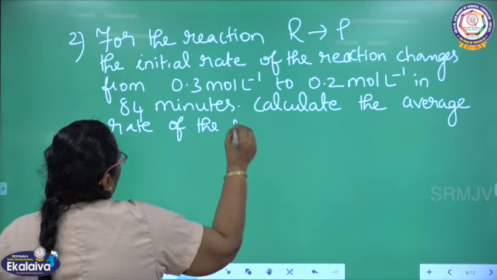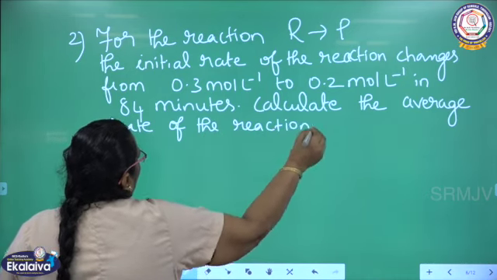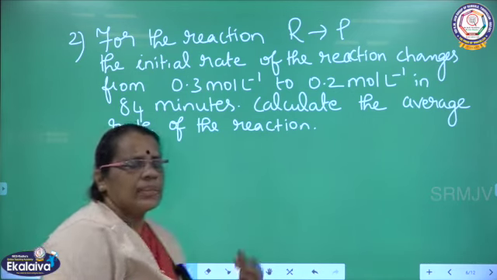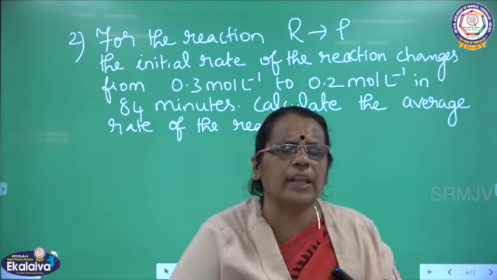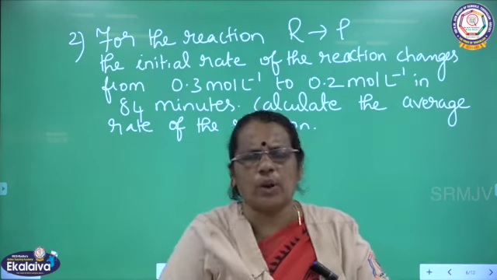Calculate the average rate of the reaction. So what is the second sum? For a reaction R gives P, reactant gives product. 1 mole of the reactant gives 1 mole of the product.